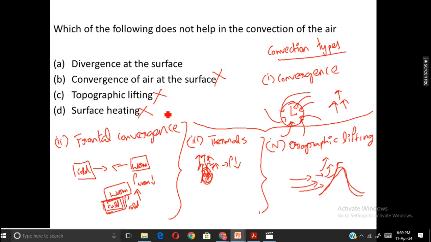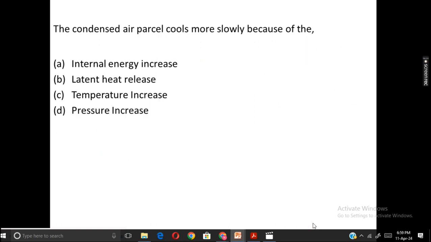The question is basically which does not help in convection of the air. So the final answer is divergence. When there is divergence at the surface, it won't lead to convection of air. When there is divergence, like air is going like this, there will be a sinking motion instead of convection. Okay. So that is about different types of convection.